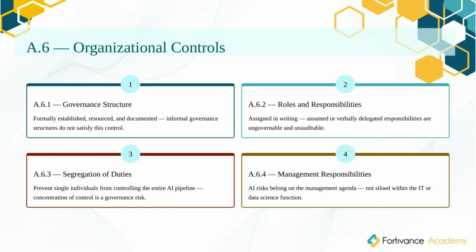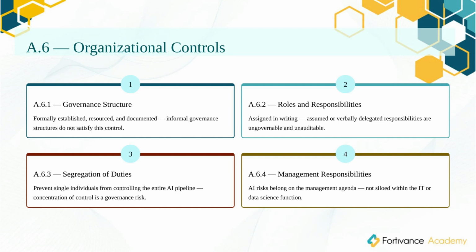A.6.4 requires management responsibilities: AI governance topics on management agendas, AI risks included in management reporting, and resource decisions made by management rather than delegated entirely to technical teams. The evidence is your management meeting records, your governance performance reports, and the resource allocation decisions that demonstrate management is actively engaged rather than nominally sponsoring.